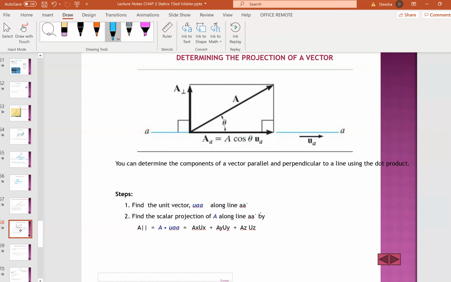Another thing that you need to understand is that A is the vector. A with the sign of the upside down T will be A perpendicular, and A with two parallel lines will be A parallel.